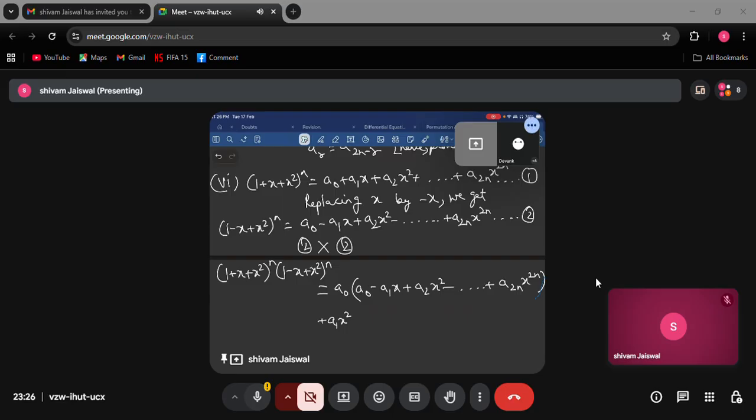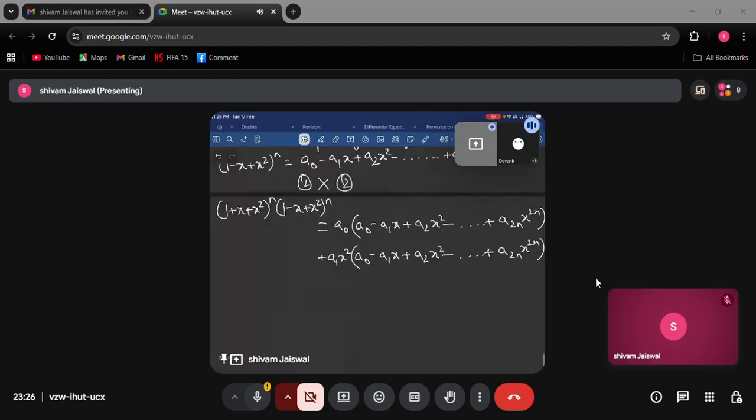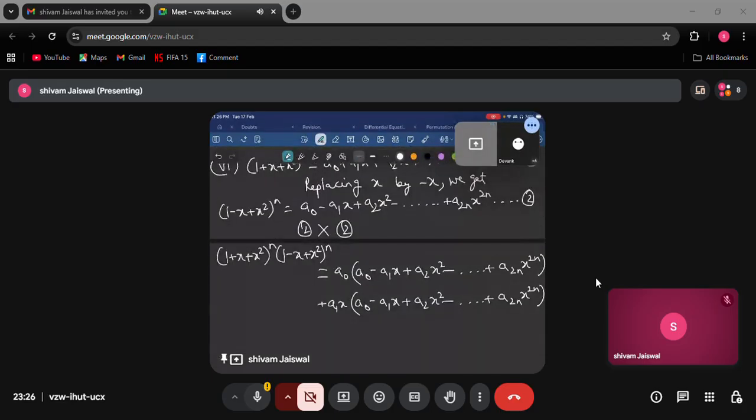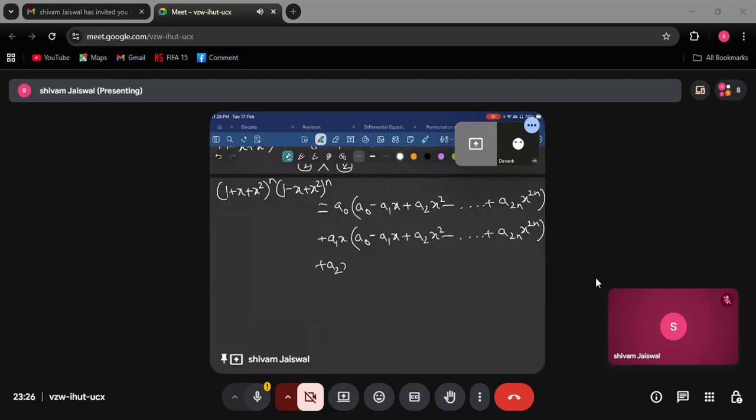Now we have to compare the coefficients. Which term? I mean, we should compare the coefficients of which term? Remember, a_r is also equal to a_(2n-r), so you are safe. You just need to understand how you are getting a0 square. Plus dot dot dot.